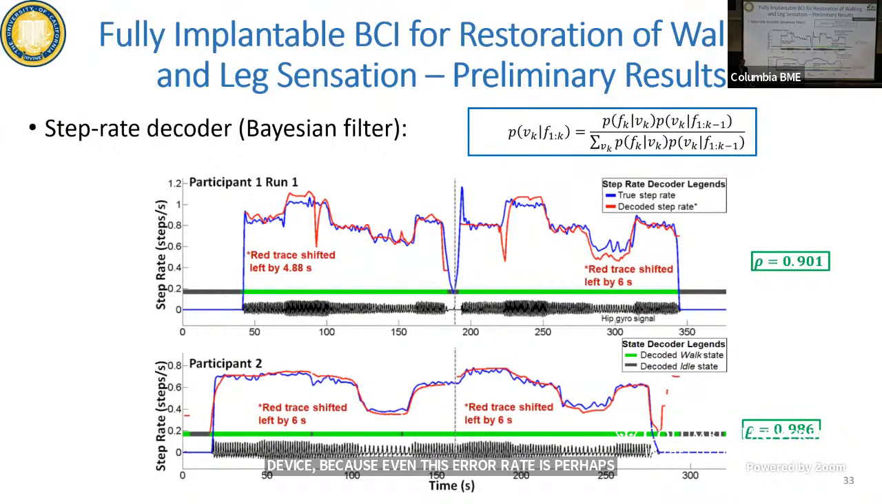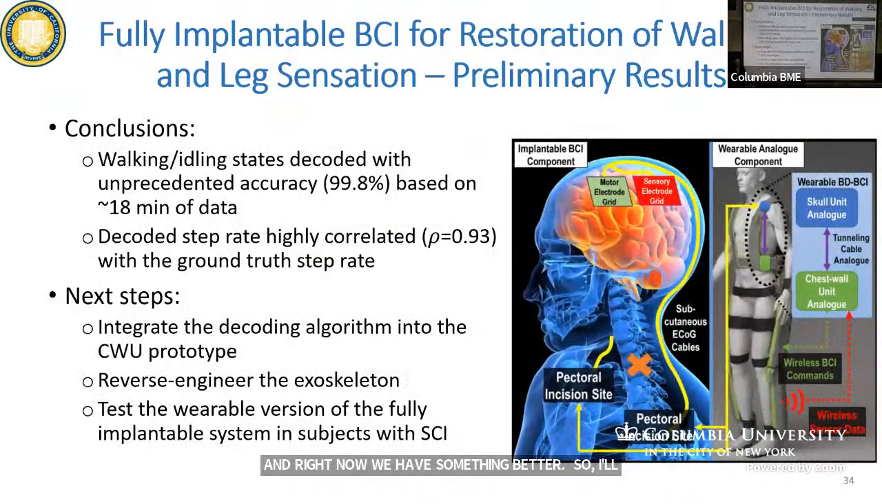We built a nonlinear Bayesian decoder that does that with a very high correlation coefficient in excess of 0.9. But this decoder actually has a massive delay of about 5 seconds. Right now we actually have something better, so I'll definitely update this slide very soon. In conclusion, we decoded these walking states with unprecedented accuracy, 99.8%, based on a lot of data, about 18 minutes of total data. High correlation, 0.93.